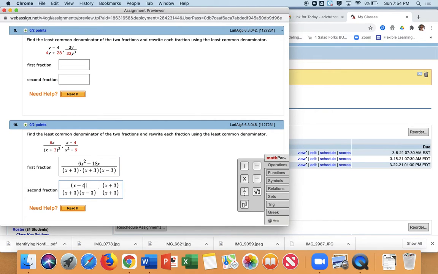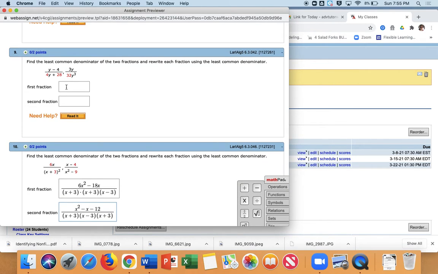Here, I would do x times x, and that would give me x squared. Then I would do x times 3, and that would give me plus 3x. And then I had the negative 4 times x, and then the negative 4 times 3, which was negative 12. And then in the denominator, I'd have x plus 3 times x minus 3 times x plus 3. So I would just clean up the numerator by combining my two x's in the middle. And there we have it. So that's what it's asking for.